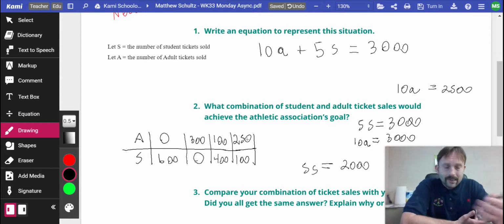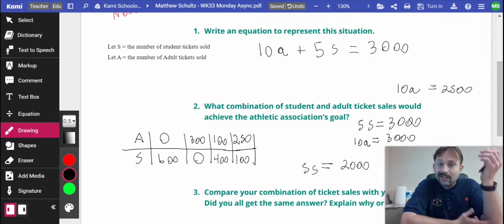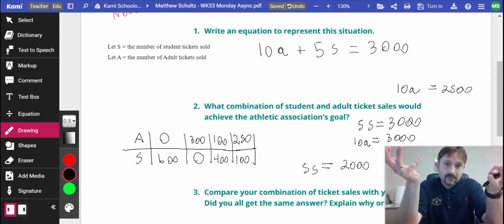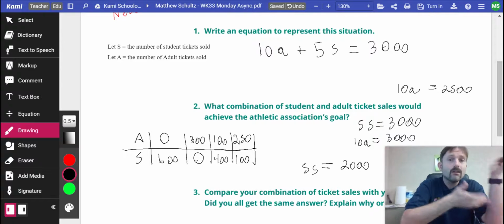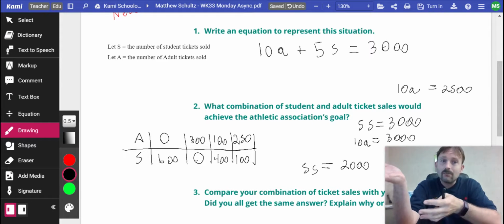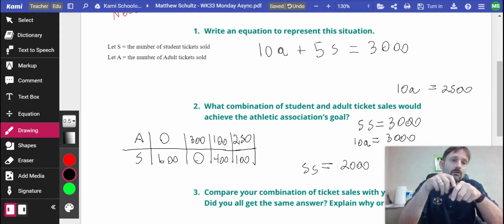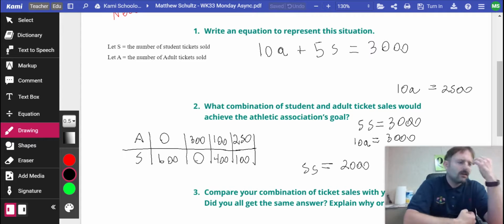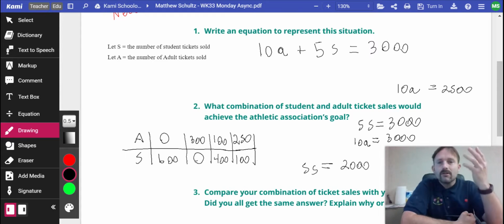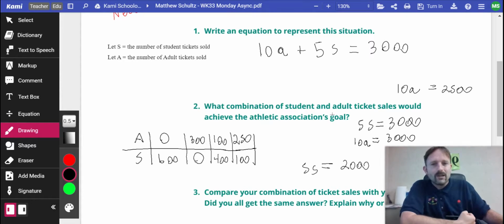So basically what we're doing right now is plugging and chugging. We're asking, what if we sell 0 adult tickets? How many student tickets would we have to sell? What if we sell 300 adult tickets? How many student tickets would we have to sell? What if we sell 100? We're picking nice numbers that will go into 3,000, and that will operate very well here.